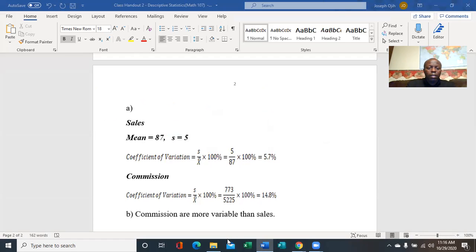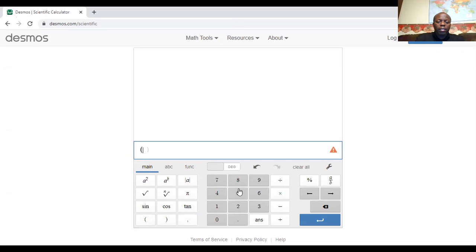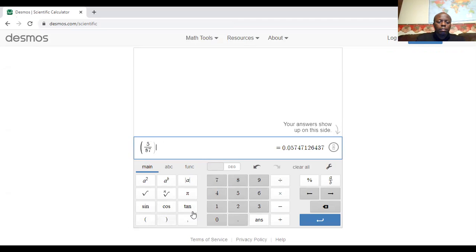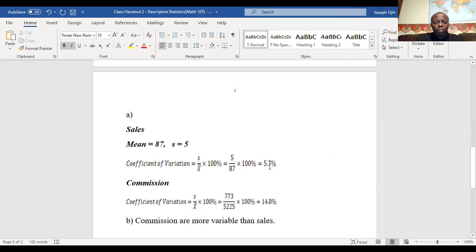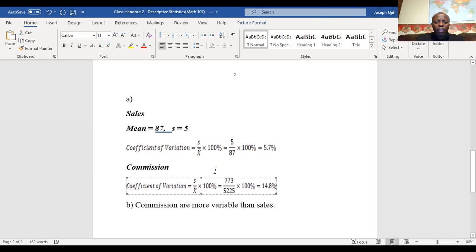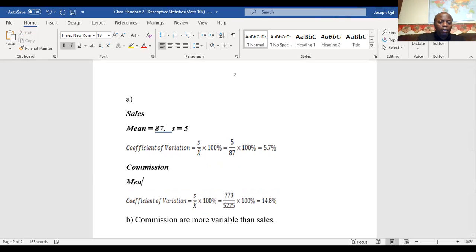I put in 5 divided by 87, times 100. That gives 5.747 and so on. If you round it to one decimal place, you get 5.7%, which is the same thing we have here for the sales, 5.7%.